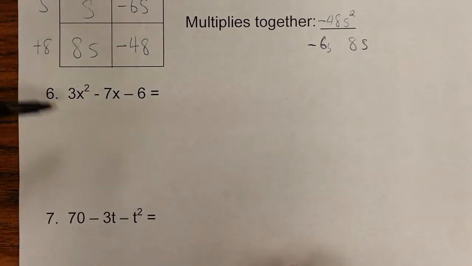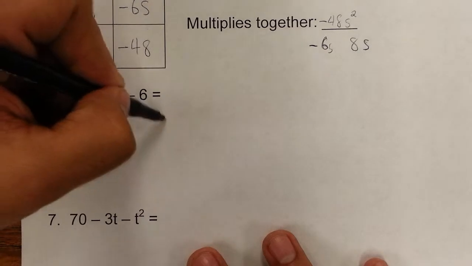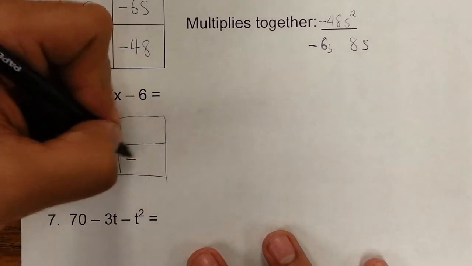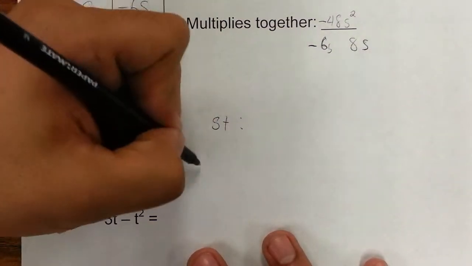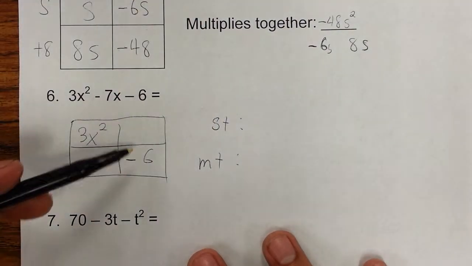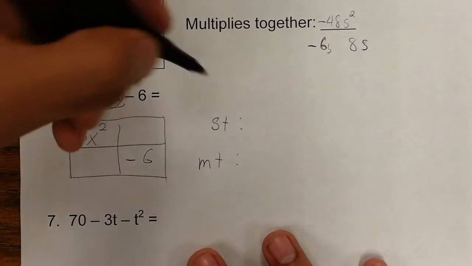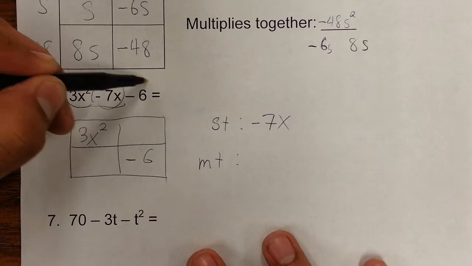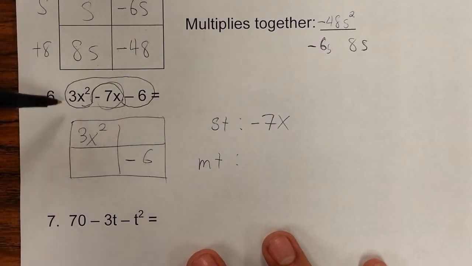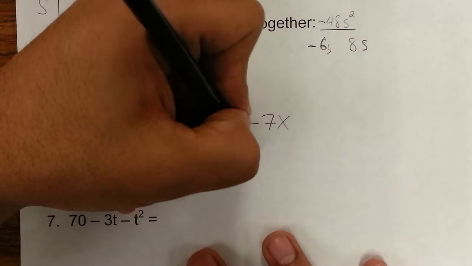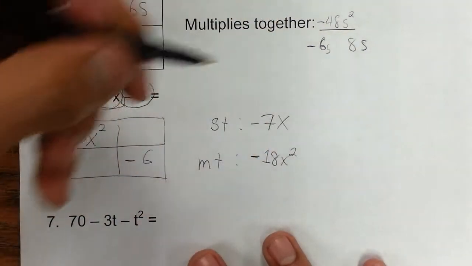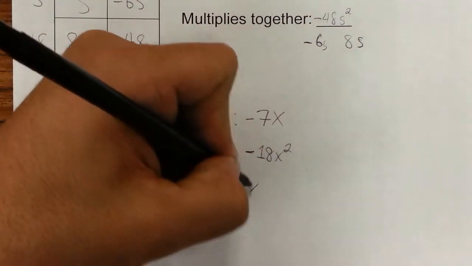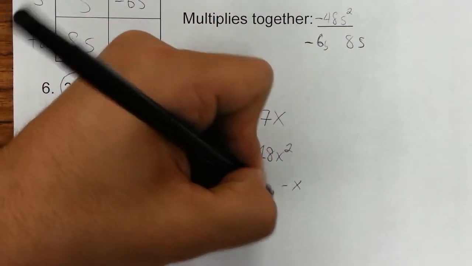If you notice for number 6, we don't have the box drawn out, but we can go ahead and draw it out and fill in what we know. We know the 3x squared, and then the negative 6. I'll use st for sums to, and mt for multiplies together. Our sums to will be our middle term, which in this case is a negative 7x. Multiplies together is the product of the squared term and the constant term, or the c term. We've got 3x squared times negative 6 makes a negative 18x squared. So if we have a negative product, we're going to have different signs. So a positive and a negative.